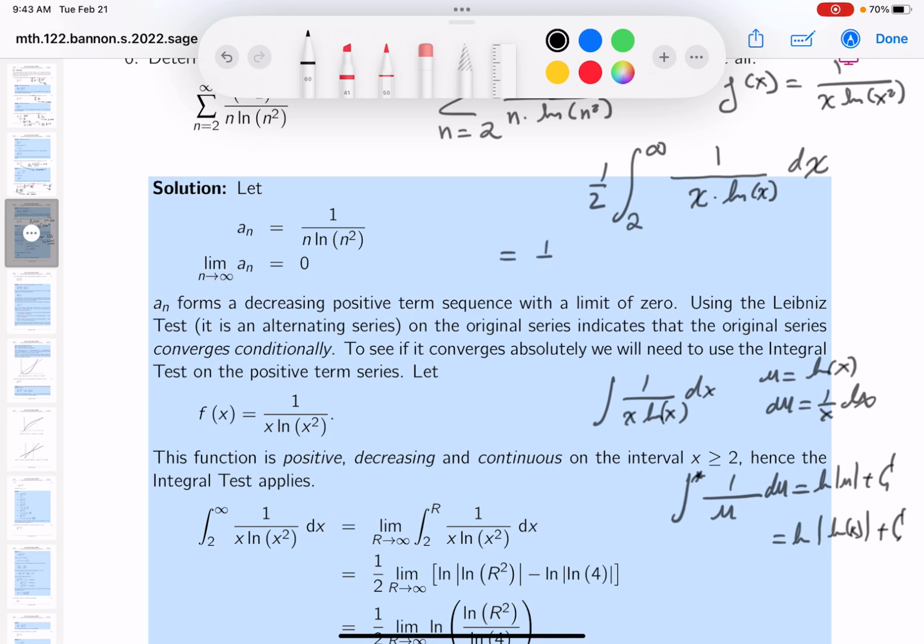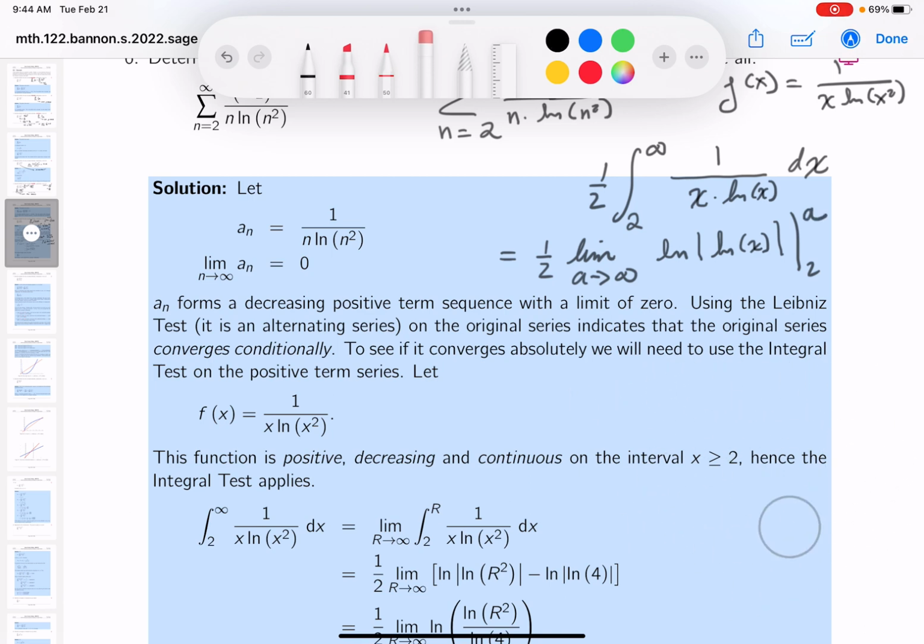So I think I'm ready to write this down. It's going to be 1/2 limit as a goes towards infinity of the natural log of the absolute value of ln x, evaluated from 2 to a. And get rid of some of my scratch work over here. Don't really need it anymore. Unless, of course, I'm wrong. If I'm wrong, I'm not going to need that anyway.